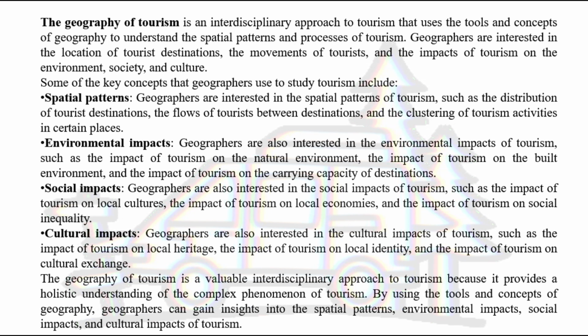Geographers are interested in the spatial patterns of tourism, such as the distribution of tourist destinations, the flows of tourists between destinations, and the clustering of tourism activities in certain places.